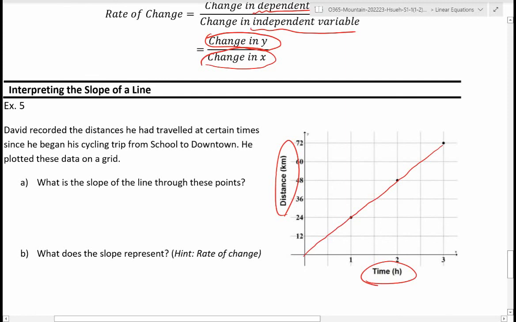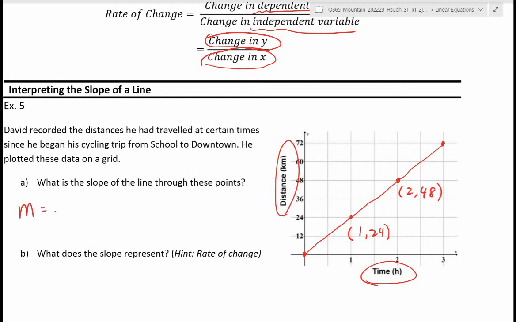Not a problem. Given that he continues this pattern, we have the coordinates here, 1, 24, and here, 2, 48. We can either count or use the formula. Now this actually doesn't go up by 1 each time, so I'm going to use the formula here.